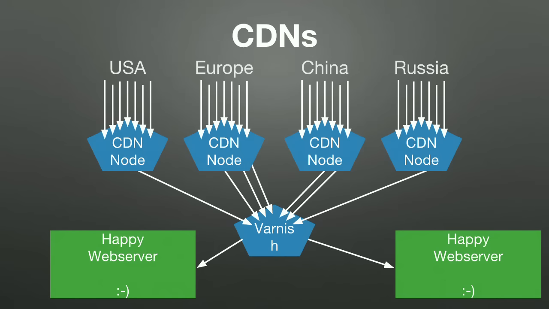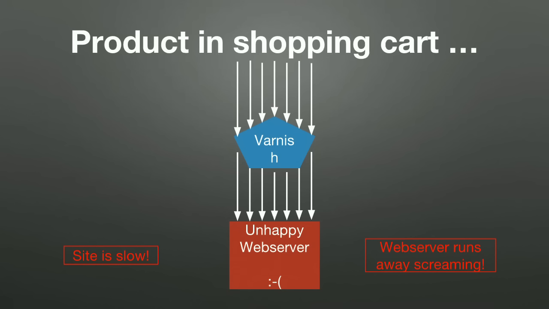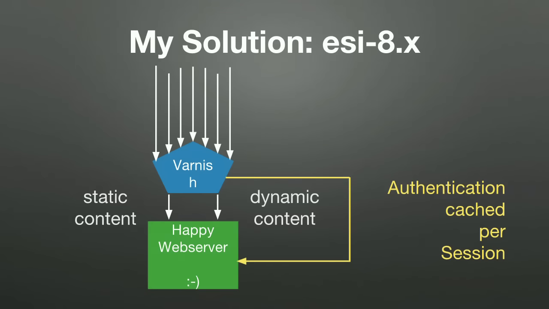But then one day, someone had a very, very bad idea. They put a product into a shopping cart. And then it looked like this. The site is slow, the web server runs away screaming, and is really unhappy. So that's not a good thing. My solution, which I've been working on together with BigPipe and the other side of the Drupal caching system, is the ESA 8X prototype I've done.